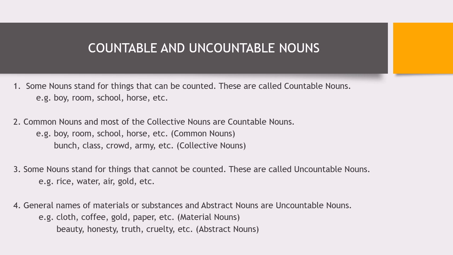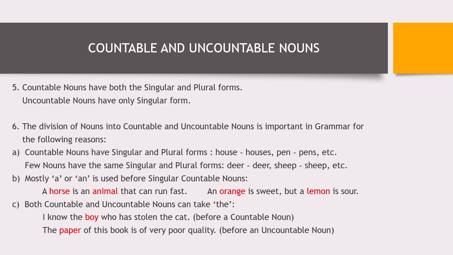Collective nouns. 3. Some nouns stand for things that cannot be counted. These are called uncountable nouns. For example, rice, water, air, gold, etc. 4. General names of materials or substances and abstract nouns are uncountable nouns. For example, cloth, coffee, gold, paper, etc. Material nouns. Beauty, honesty, truth, cruelty, etc. Abstract nouns.